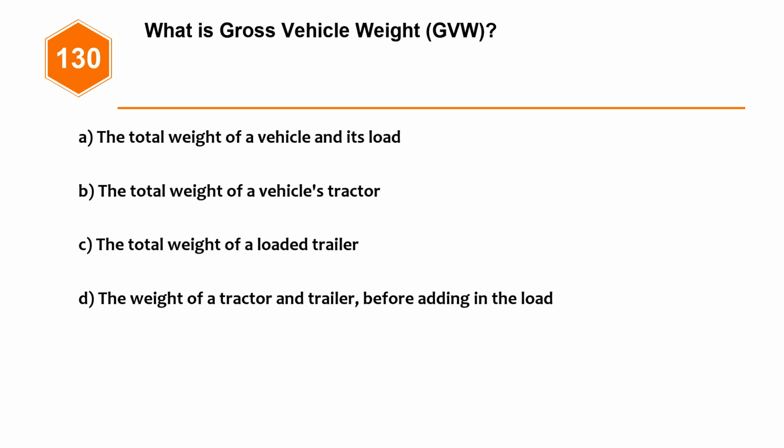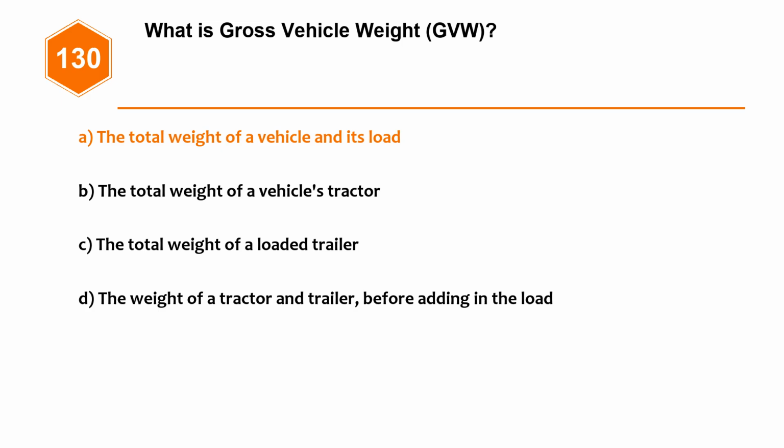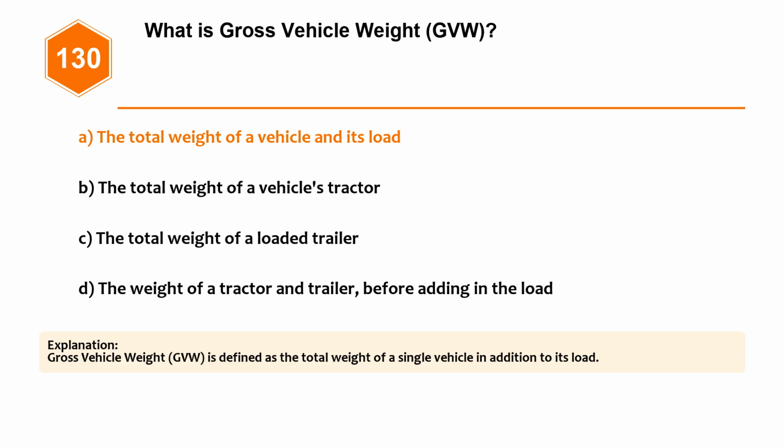Question 130. What is gross vehicle weight, GVW? Option A, the total weight of a vehicle and its load. Option B, the total weight of a vehicle's tractor. Option C, the total weight of a loaded trailer. Option D, the weight of a tractor and trailer before adding in the load. The correct answer is option A, the total weight of a vehicle and its load. Explanation. Gross vehicle weight, GVW, is defined as the total weight of a single vehicle in addition to its load.